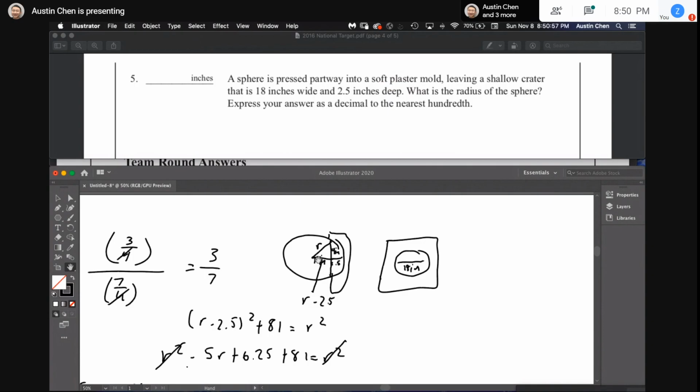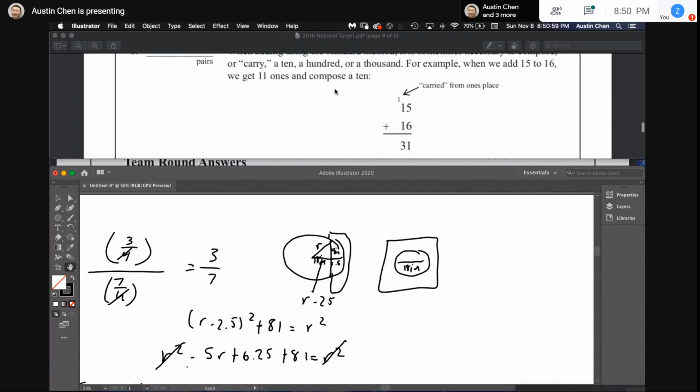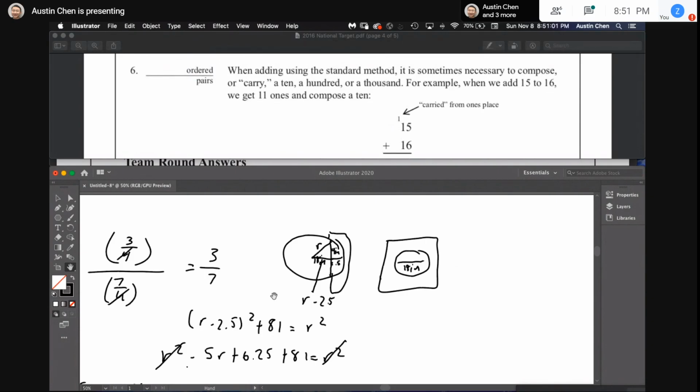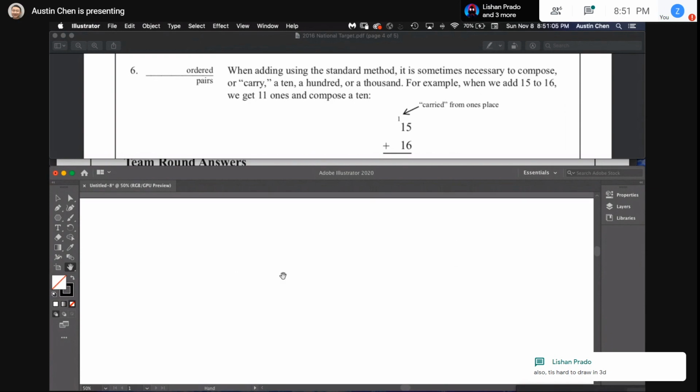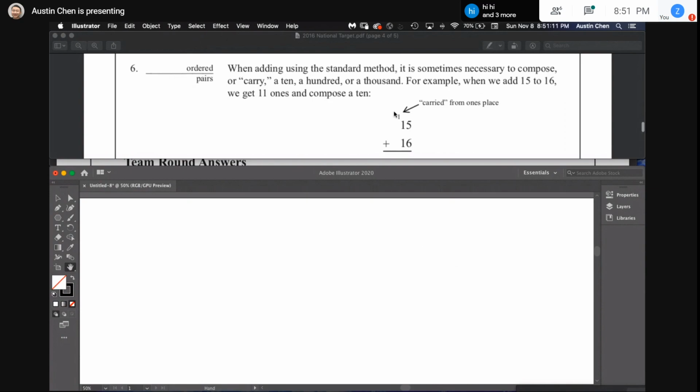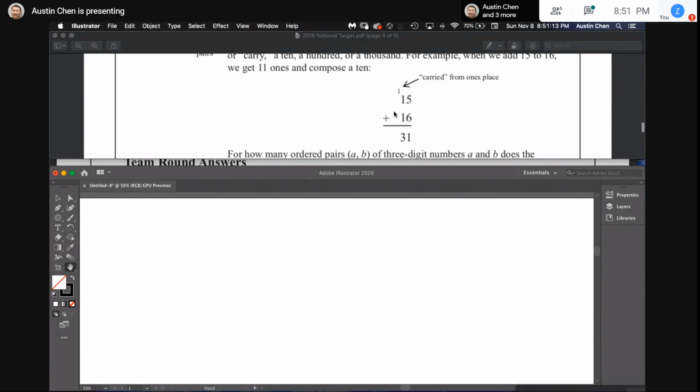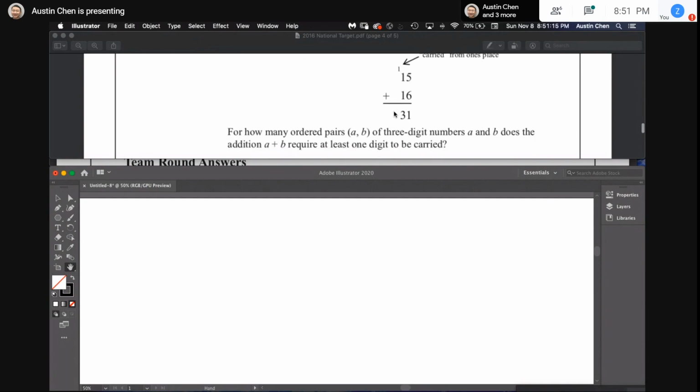Okay, let's move on. Number 6: when adding using the standard method, it is sometimes necessary to compose or carry a 10, 100, or 1,000. For example, when we add 15 to 16, we get 11 ones and we compose a 10. For how many ordered pairs AB of 3-digit numbers, A and B, does the addition A plus B require at least one digit to be carried?